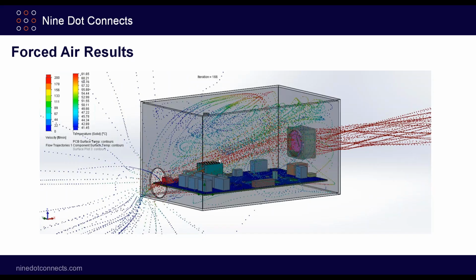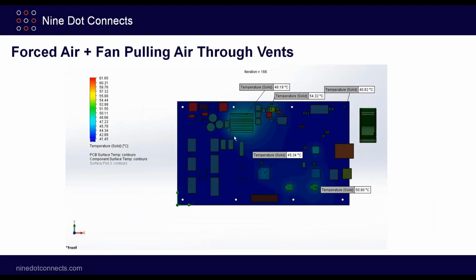So here you see that exact same model running. And here I took a screenshot of the temperatures on the board. Well, now look, the heat sink is down to 48 degrees. I've got a little heat rise here, but this is only 14 degrees above the PCB. PCB is at 40 degrees, 40.8, etc.